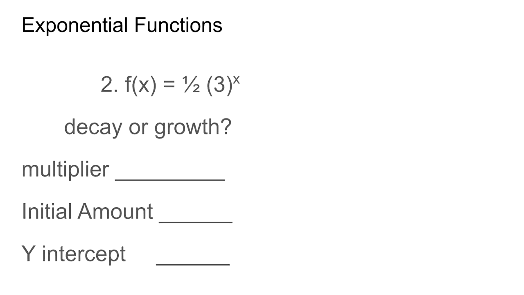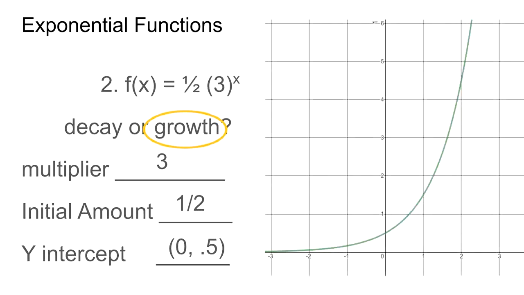So here we've got another one. We've got f of x is equal to 1/2 times 3 to the x power. All right, if you look at the multiplier, you see the multiplier is 3, so clearly this is big growth. The number in front of the multiplier is 1/2, so that's going to be our initial amount. And then our y-intercept, well, that's going to be 0, 1/2, or 0.5. If I graph this one, you'll notice as the x's get bigger, the y's get bigger. That's why we call it growth.